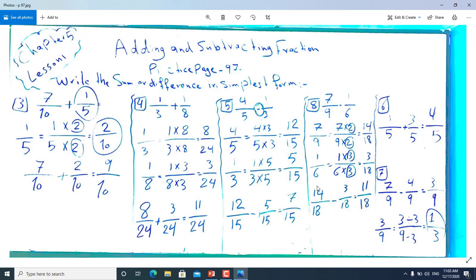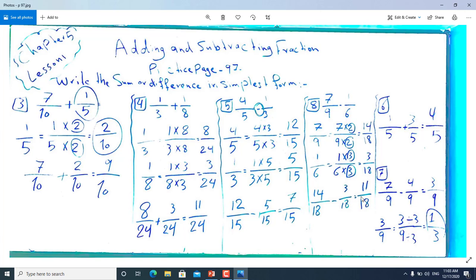And 1 over 6, this 6 we make it 18, we make them the same denominator, that means common multiples between them. So 6 times 3 is 18, also we multiply 1 by 3 will be 3. 3 over 18 we will put in place of 1 over 6 and 14 over 18 in place of 7 over 9. 14 over 18 minus 3 over 18, 14 minus 3 is 11 and we keep 18. We get 11 over 18.